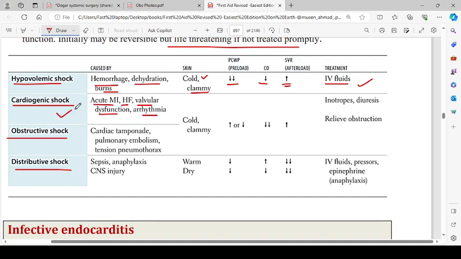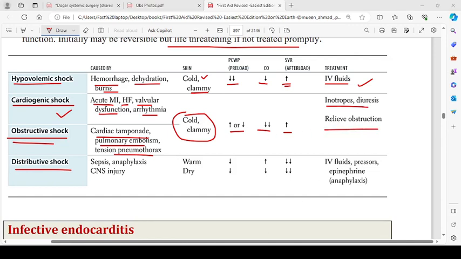cardiac problem. And obstructive shock is like hypertrophic obstructive cardiomyopathy, in which the blood cannot leave the heart, like in the cases of cardiac tamponade or pulmonary embolism or tension pneumothorax. So even in these situations, the skin will be cold and clammy. The pulmonary capillary wedge pressure may be decreased or increased. The cardiac output is decreased. Systemic vascular resistance is increased. The treatment of cardiogenic shock is with inotropes and diuresis, and obstructive shock is to relieve the obstruction.